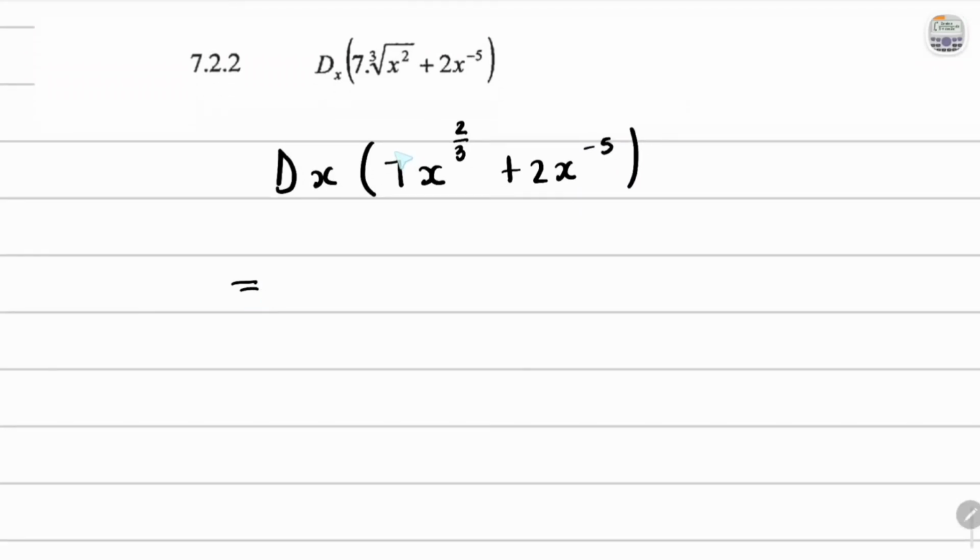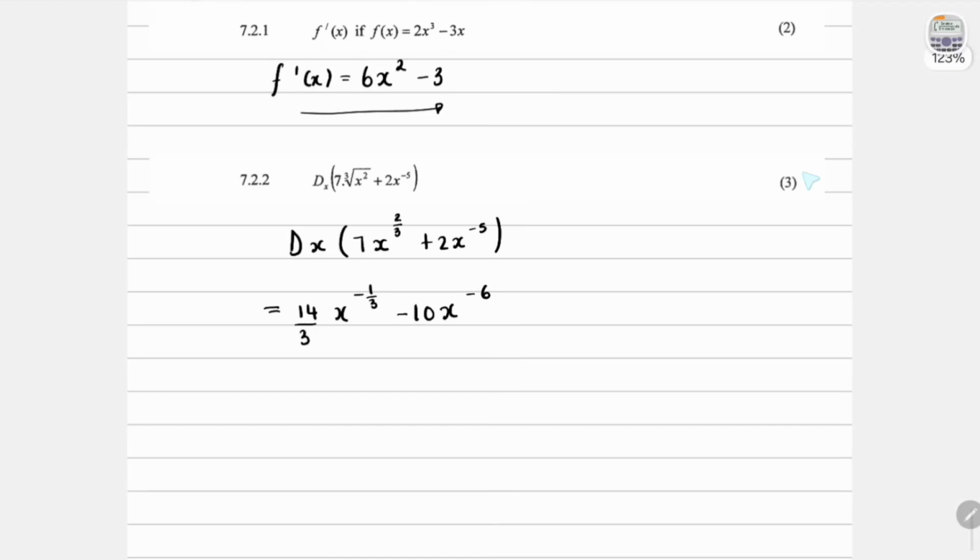So this is equal to coefficient times exponent, and that's going to give you 14 over 3x. And then we're saying exponent minus 1. So that's 2 over 3 minus 1, which you can look at as 3 over 3, which is going to be negative 1 over 3. And then coefficient times exponent is negative 10x, and exponent minus 1 is negative 6.